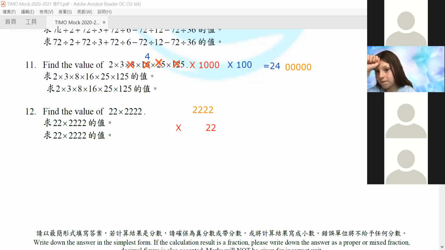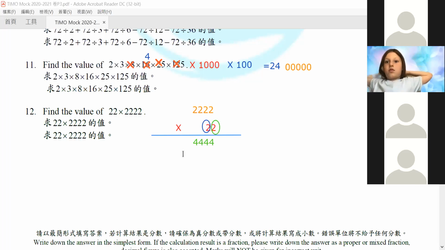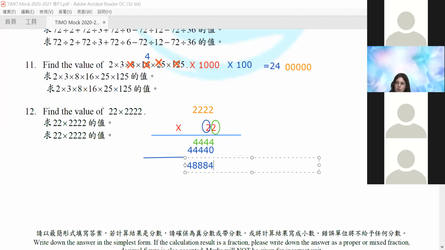So it's 222 times 22, then we can multiply it directly, and then we can get our answer. So first we get 2222 multiplied with our first two here, and then we get the answer is equal to 4444. If we multiply by the second two, then we get the answer would be equal to 44440, right? So at the end of the day, when we add them together, we get our answer. Hence our answer is equal to 48884.